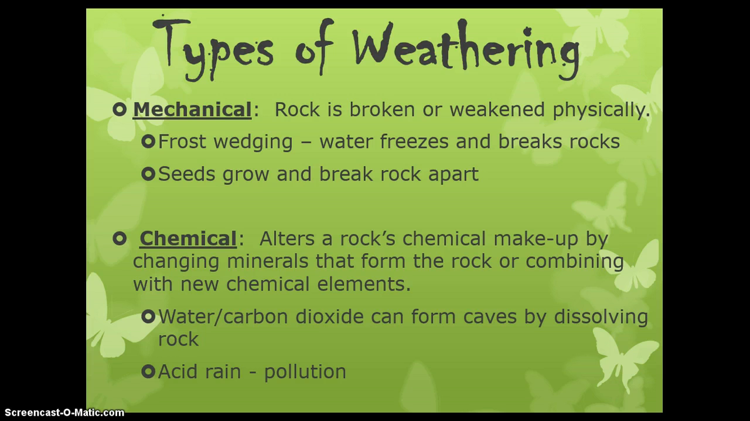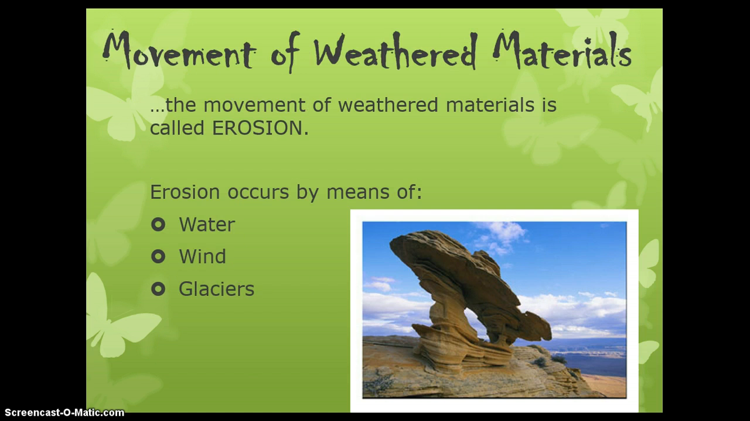Chemical weathering is when the actual chemical makeup of the rock changes, forms with other rocks or combines and makes new chemical elements. So water and carbon dioxide can cause caves to form by dissolving rock, particularly with limestone. We see this a lot on the Yucatan Peninsula in Mexico. And then probably a negative thing about human population is acid rain. The pollution from cars and factories makes its way up into the atmosphere, again falls to the earth in the form of acid rain and can actually eat away rock.